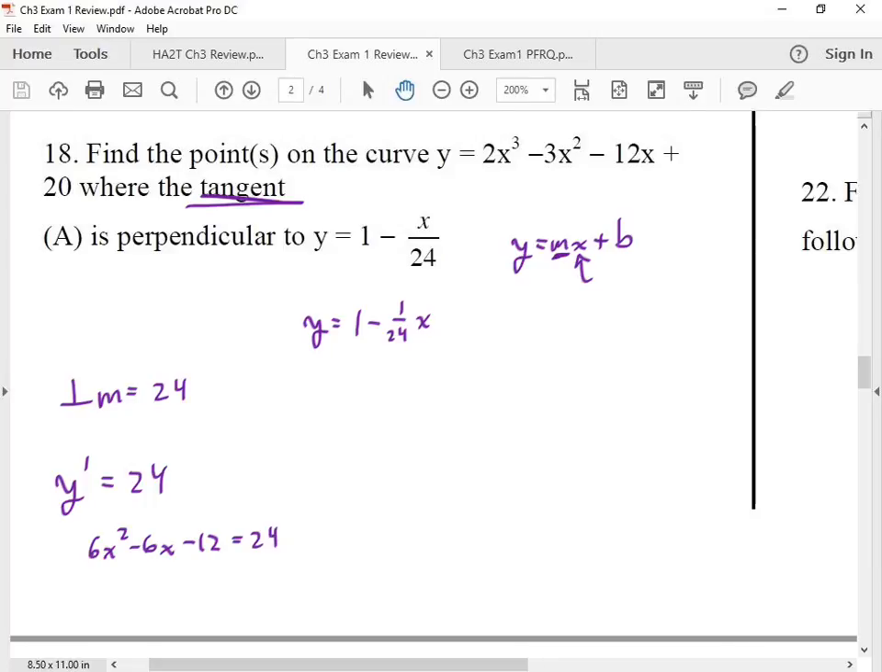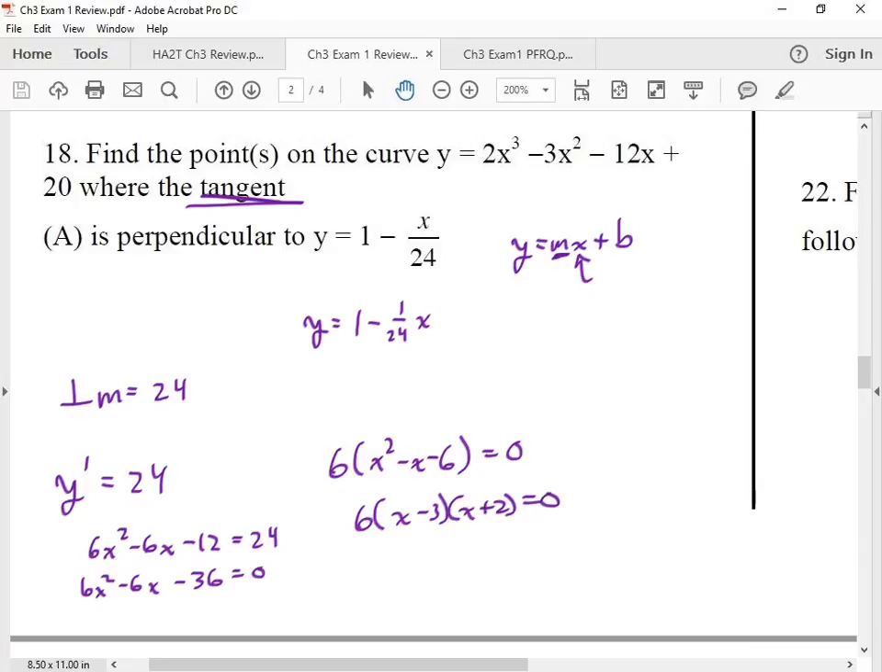We have to move the 24 over, so we have 6x squared minus 6x minus 36. It looks like I can take out a 6 from all of those. If I factor a 6 out, I get 6 times x squared minus x minus 6. Then I factor that. What times what gives me negative 6 and adds to negative 1? We get 6 times x minus 3 times x plus 2. Negative 3 and positive 2 multiply to give negative 6 and add to give negative 1. That's how I got that. And then I get x equals 3 and negative 2.